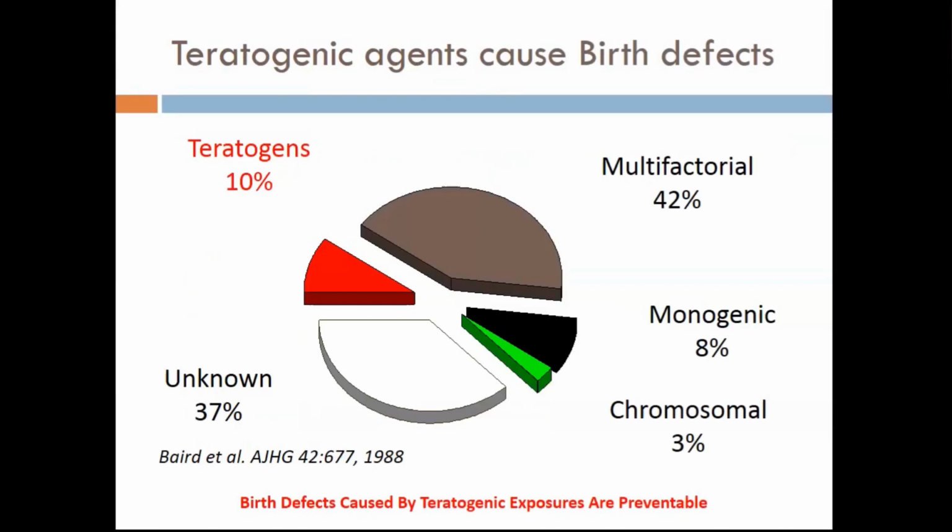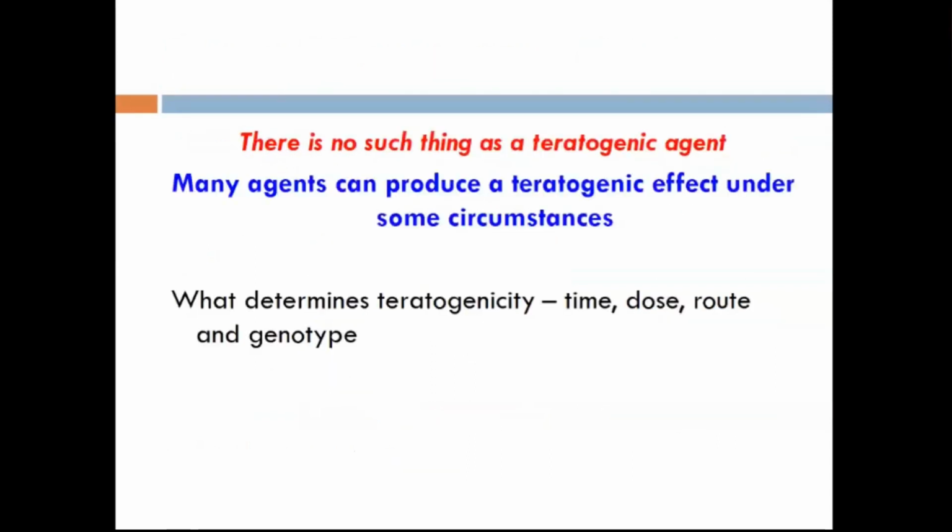You all know that 3% are chromosomal, and 8%... now monogenic has increased slightly beyond 8%. But 10% are teratogenic, and this 10% is preventable. So if you identify that, it is preventable. There is no such thing as a teratogenic agent in absolute terms. Many agents can produce a teratogenic effect under some circumstances.